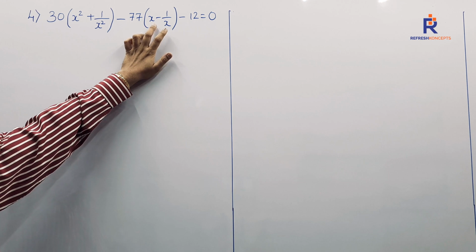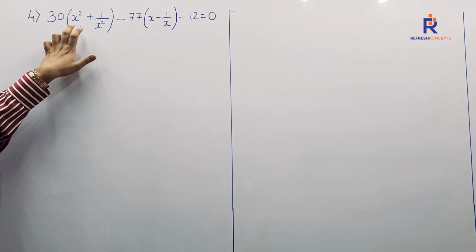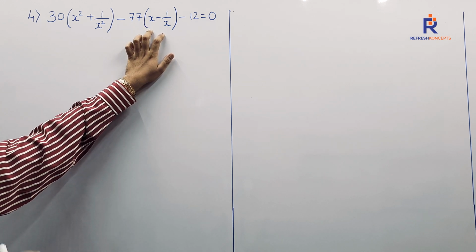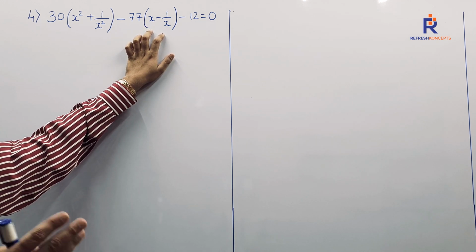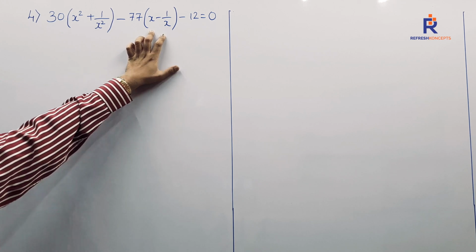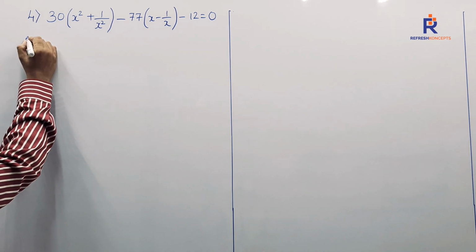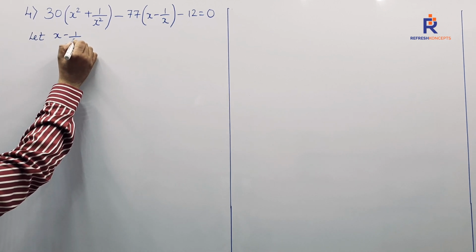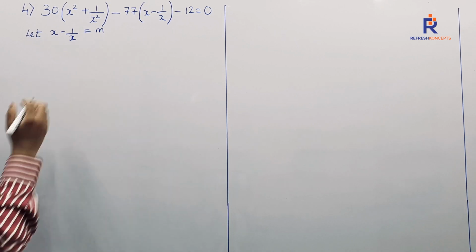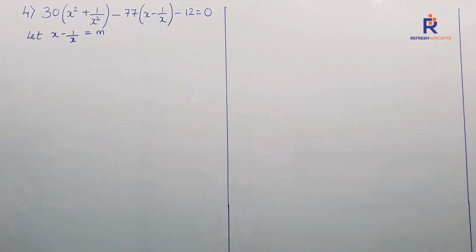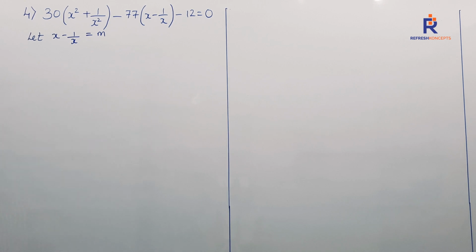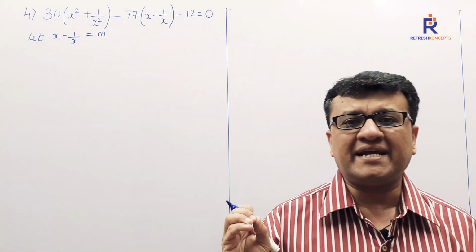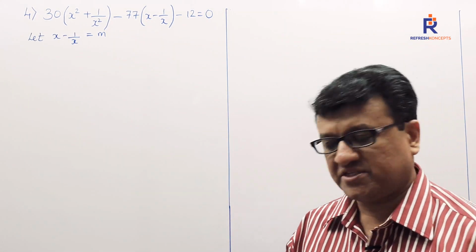Over here, when I say x minus 1 by x, degree 1, here it is x square plus 1 by x square, degree 2. We always take a bracket with degree 1 and say let that be equal to a, b, c, or for that matter m, n. So we say let x minus 1 by x be m. What was the technique I said? Always take that particular bracket which has degree 1 and go for substitution.